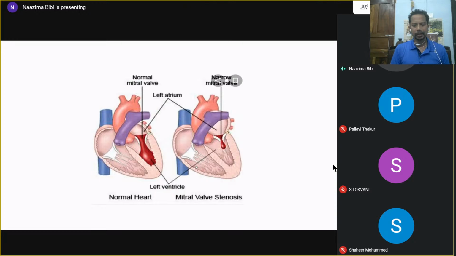Sir, an examination of the other systems revealed no abnormalities. So other abnormalities like what? So what did you look in the respiratory system? What did you look in the abdominal system? So 2-3 things, just 1 or 2 lines about each system.